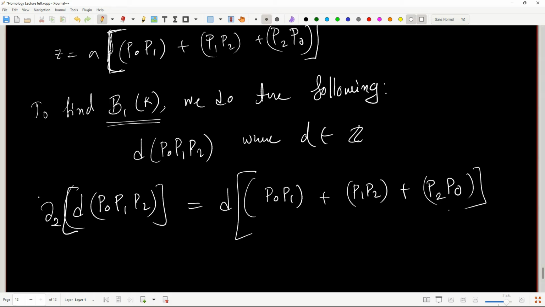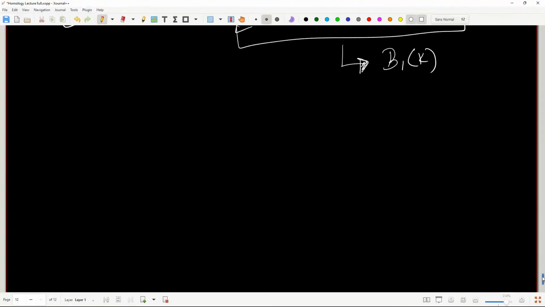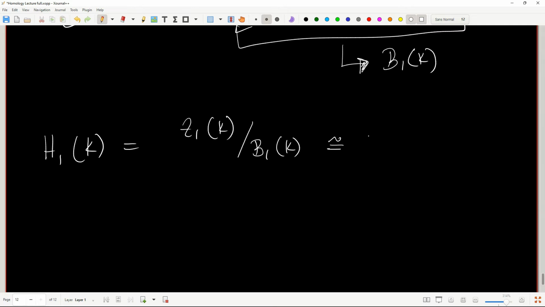And if we compare the elements of Z1 and B1, we see that they are the same thing, right? Because this is an element of Z1 of K, and this is an element of B1 of K. So it turns out computing the first homology group was way easier than computing the zeroth homology group in this case. So the first homology group is just Z1 of K mod B1 of K, and this is just isomorphic to the identity element. You may ask, okay, why?